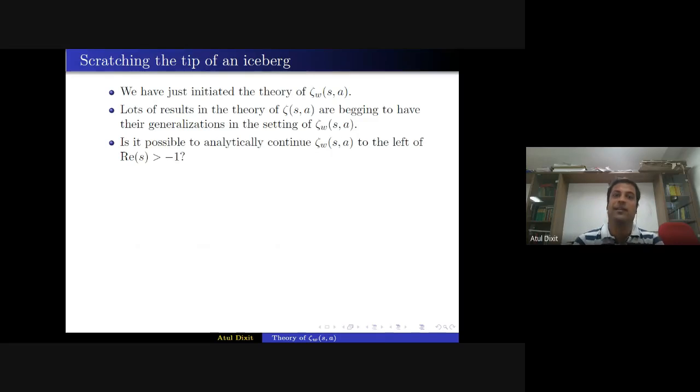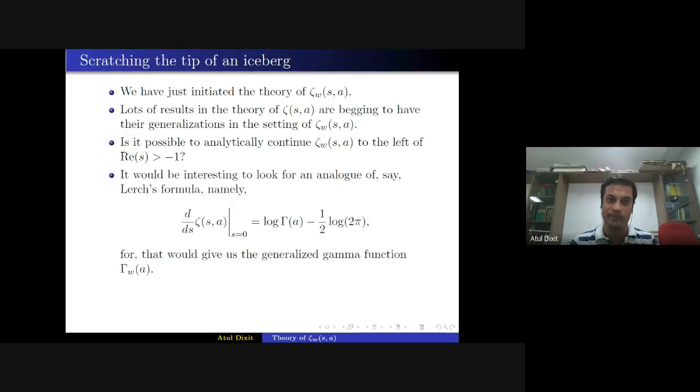For example, again, the basic question is whether there exists an analytic continuation of this generalized Hurwitz zeta function to the left of real s greater than -1, so that one can say it has analytic continuation to s = -1. For w equal to 0, because it reduces to the Hurwitz zeta function, we of course know that is the case, that one can analytically continue. But for w non-zero, we don't know.